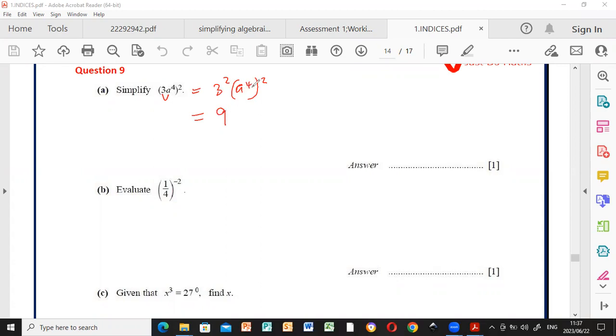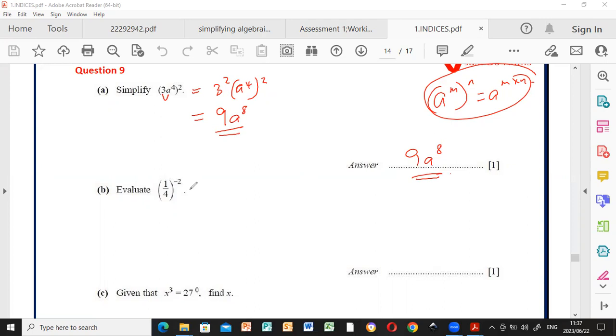And what is a to the power of 4 to the power of 2? Remember I said when a power is raised to a power, just keep the base and multiply the powers. So in this case, we're going to keep the base and multiply the powers, which is 4 times 2, and this gives us 8. So the answer here is 9a to the power of 8.